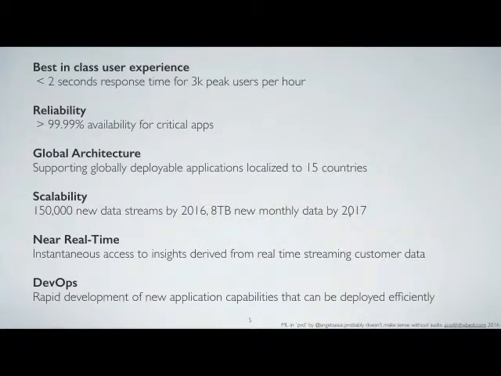So we're not talking about the crazy scale that the largest retail players in the space reach, but it is quite sizable. We also have to offer instantaneous access to the insights because these are activities that need to take place under stress with the grid. So there's real-time streaming customer data that has to be available in near real time. And we have a DevOps mentality of rapid development of new applications so that once we have iterative developments taking place, they can be deployed efficiently without having any downstream implications. So this is a little bit about Enernoc.